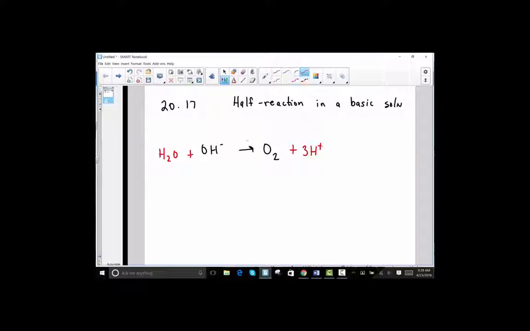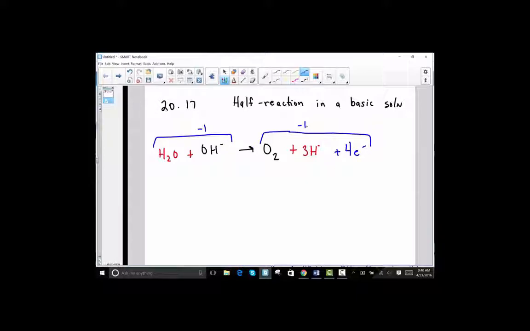When I look at the charge on the left-hand side, we're at a -1. The charge so far on the right-hand side is at a +3. To the more positive side, I'm going to add 4 electrons so that now the charge on both sides is the same at -1 overall. To the more positive charge, I add electrons to equalize the charge.